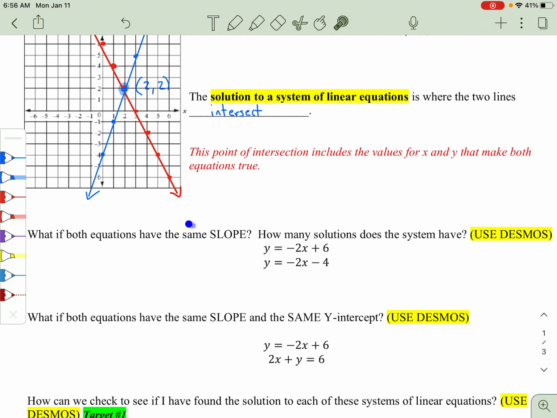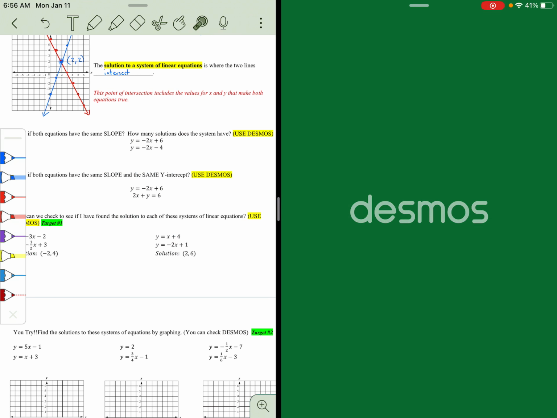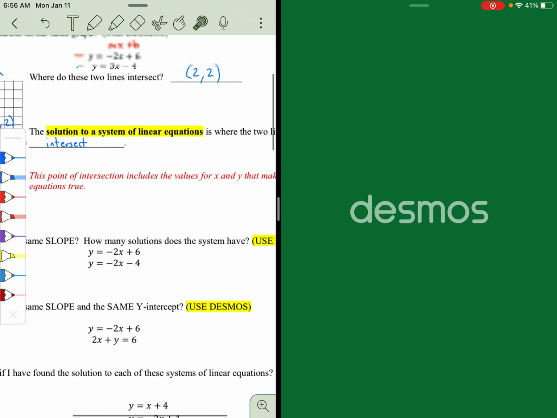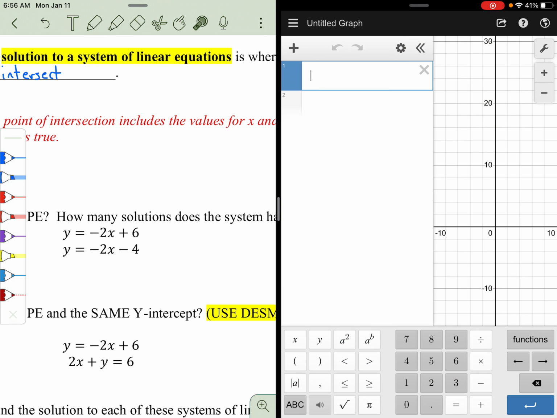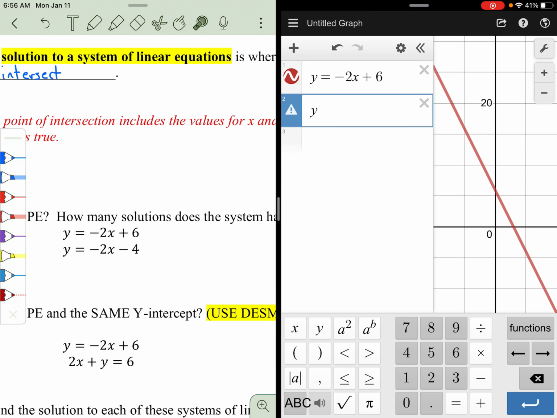Okay, but what happens if you have 2 equations that have the same slope? How many solutions does that system have? So again, we've used this a little bit, but let's take a look using Desmos. This first one is y equals negative 2x plus 6, and then our second one is y equals negative 2x minus 4.